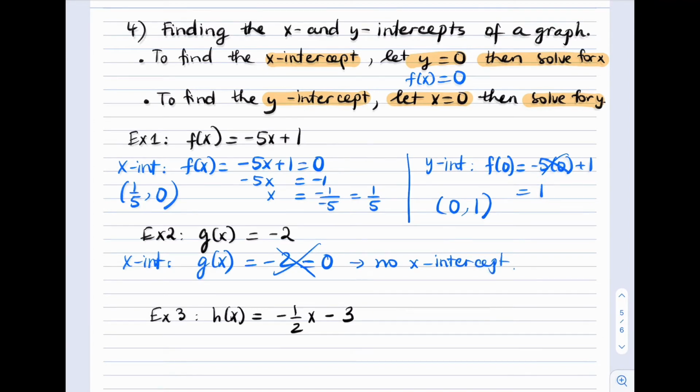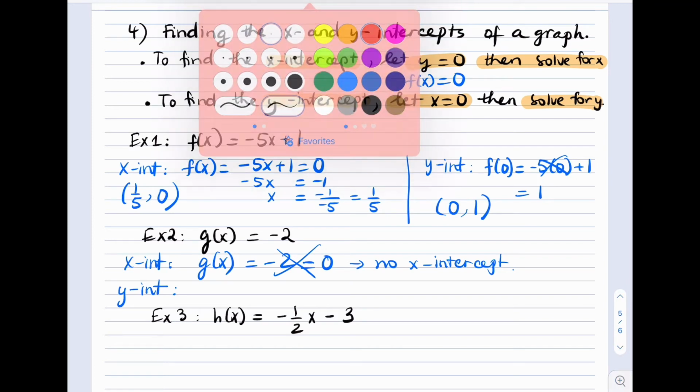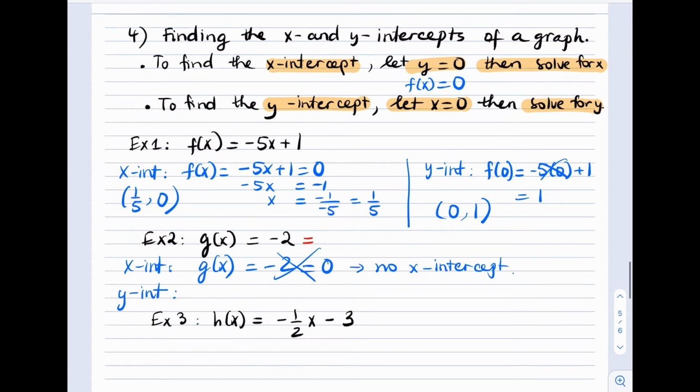Okay, no x-intercept. Now we're going to try to find the y-intercept. So for the y-intercept, let x be 0. Remember, it's mentioned up here. But we don't see any x. So what do we do? Now, I'm going to rewrite this function here, actually. Remember, this is a constant function. Technically, it is a linear function, just a special case of a linear function. So is there any way that we could write this in the form mx plus b?